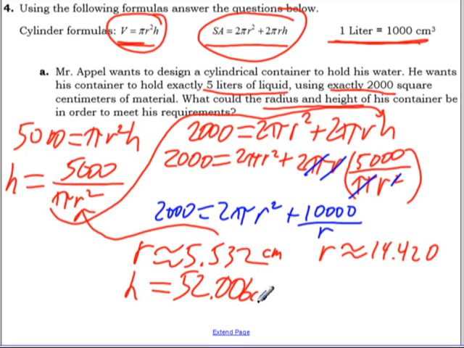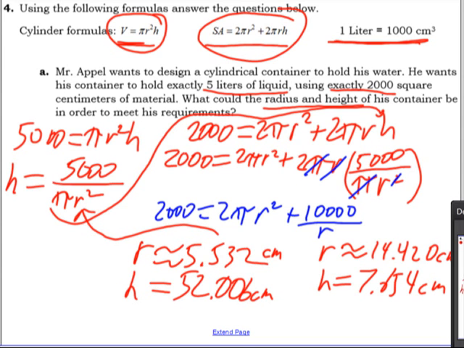These are all centimeters. And if I have my radius of 14.420, I'm going to plug that back into that same equation, 5,000 over pi r squared, and that should give me a height of 7.654 centimeters. And depending how many decimal places you rounded to, you might be slightly off of that, but that is how you solve a problem like number 4a. That's all for now. I hope this was helpful. Thanks.